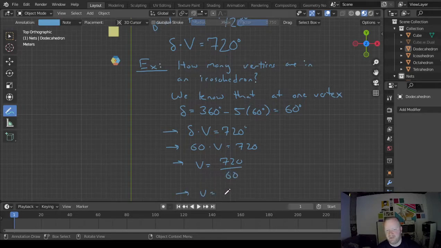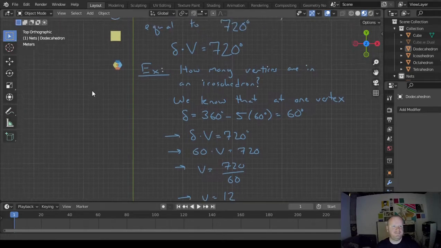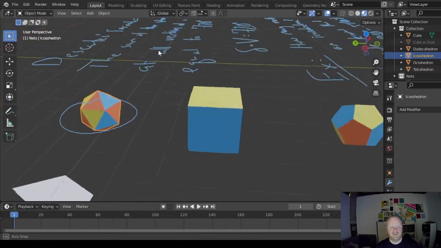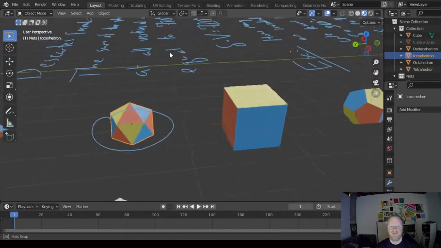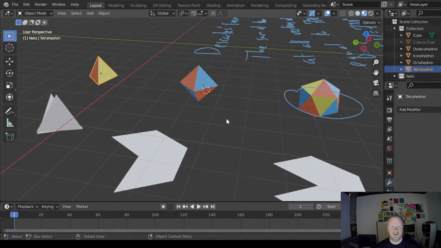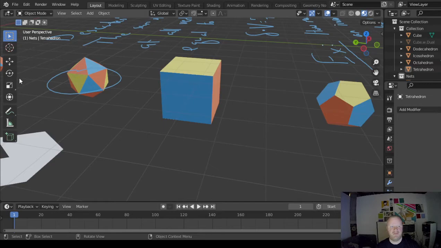So V is going to be equal to 12 in this case. So among this icosahedron, there are going to be 12 vertices on there. We didn't have to count them individually, right? Which is a really nice feature of this. For something like a cube or either these two, it's pretty easy to count the number of vertices, but this is just nice for something like this or something like this.